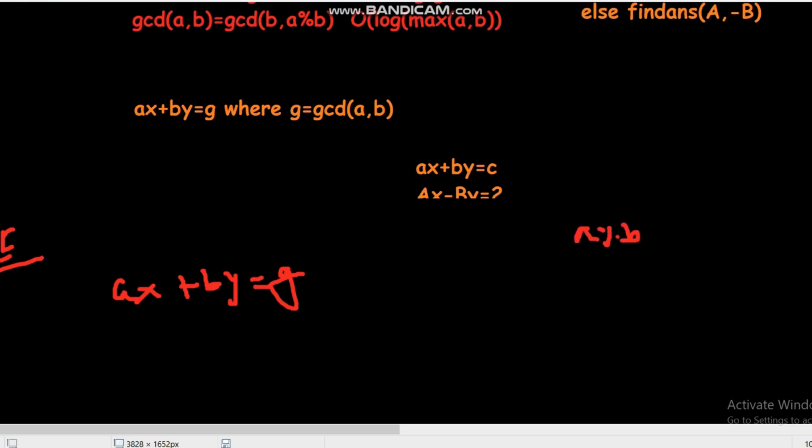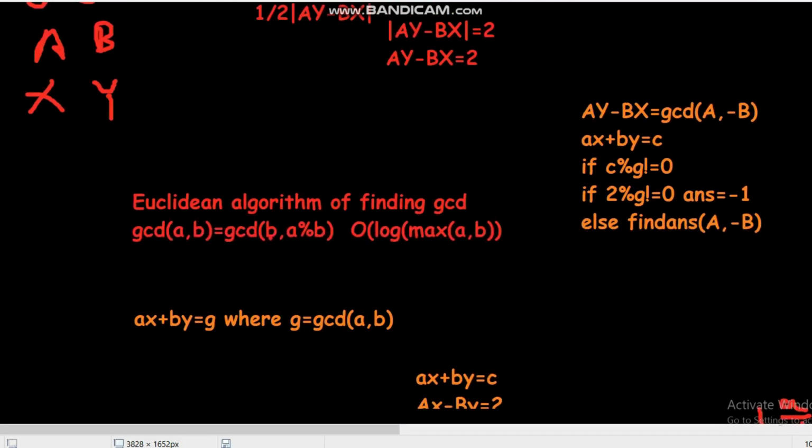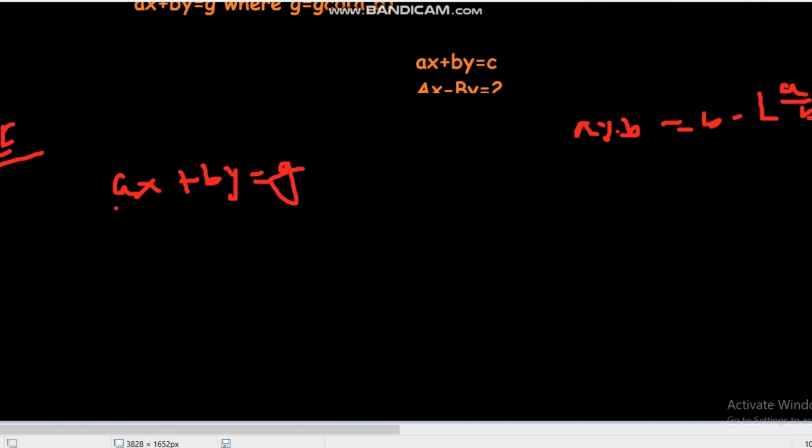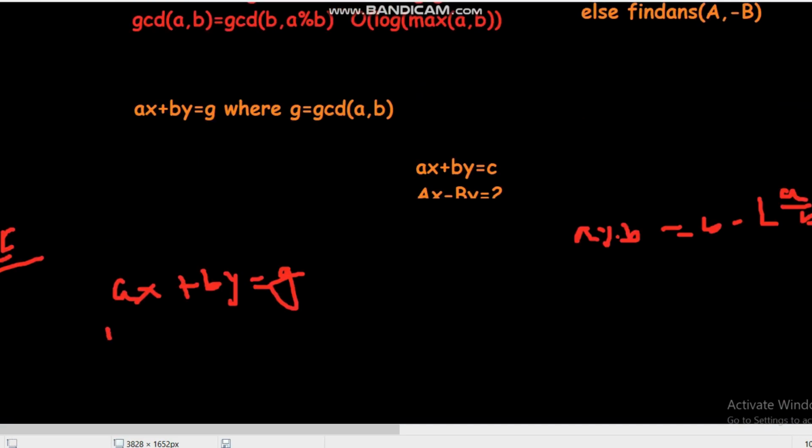A modulo b is nothing but a minus the floor of a by b, multiplied by b. I hope you get it. Why? What is a modulo b, if we explain it in simple multiplication, division or addition terms? Now ax plus by equals g. If the gcd of a comma b is g, then the gcd of b comma a modulo b is also g. So we can replace a and b with b and a modulo b.